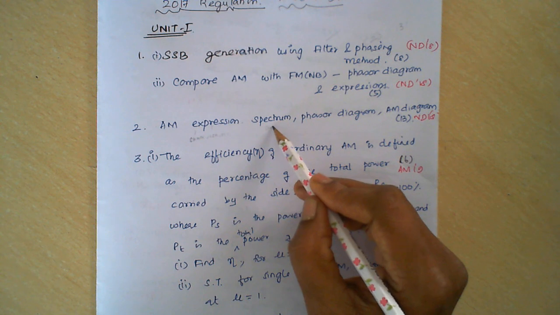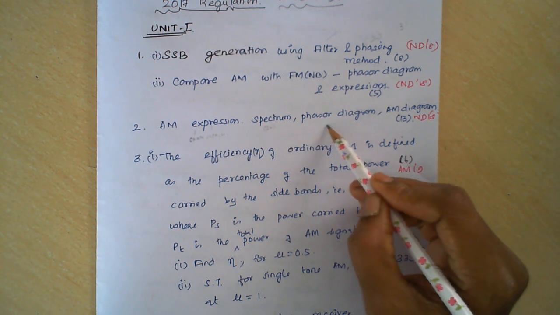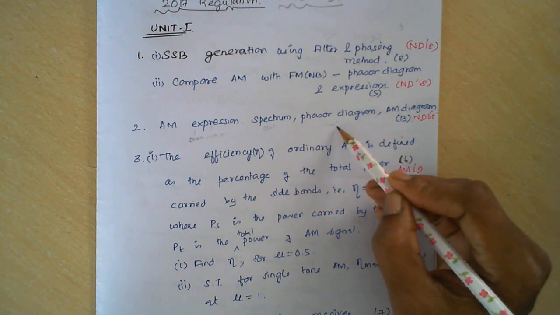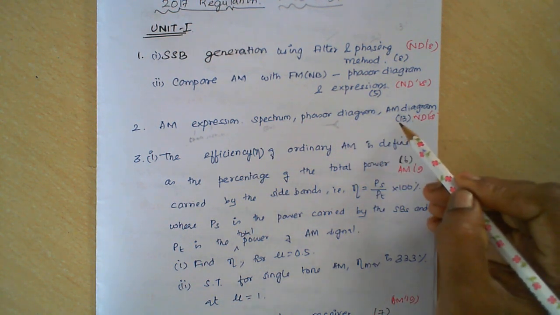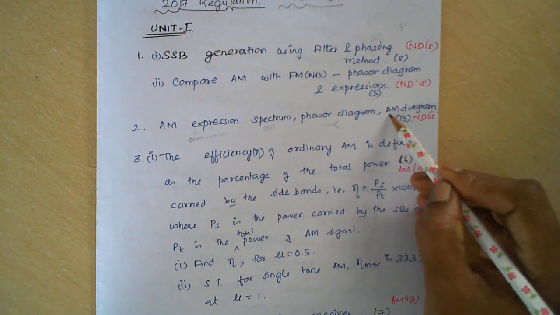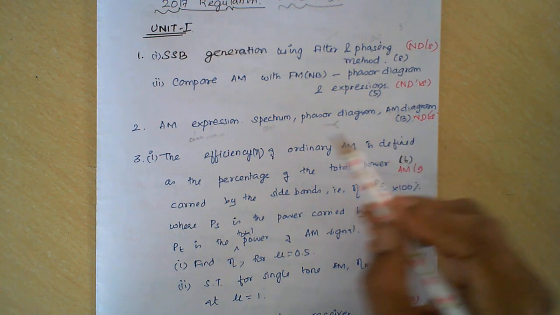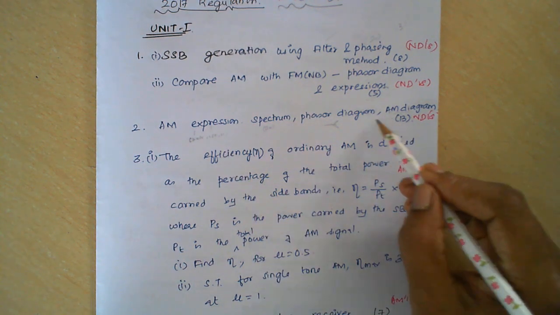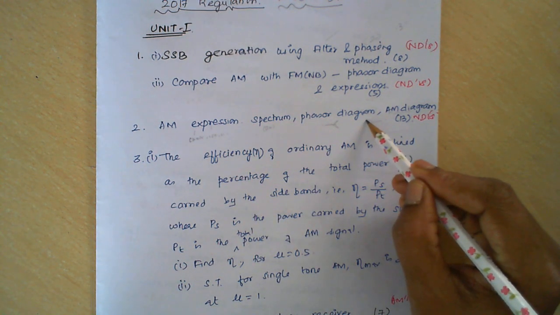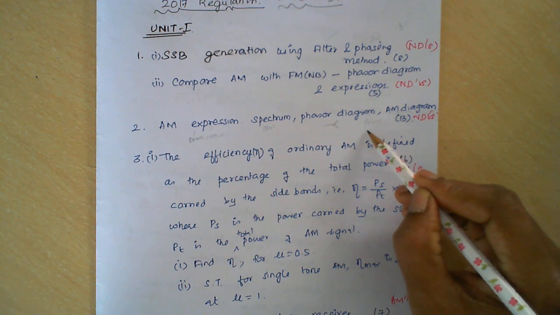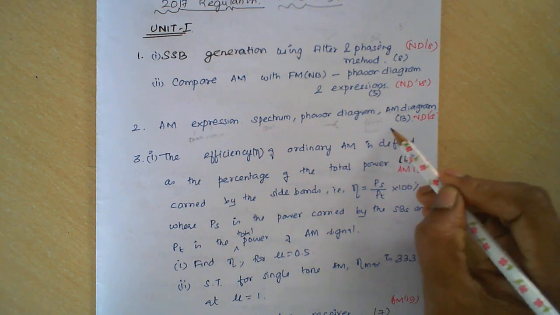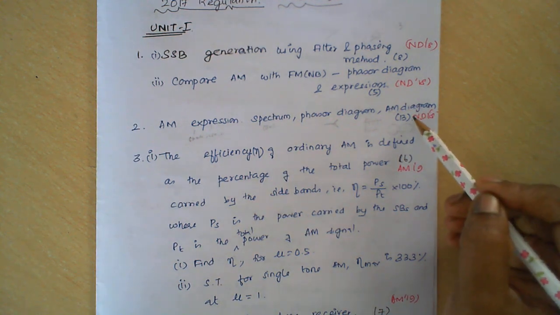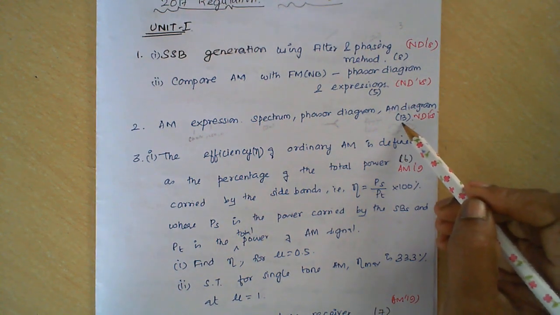Spectrum in the sense of bandwidth, and a phasor diagram which has the carrier, lower sideband and upper sideband representation. Then you should draw the AM representation of the carrier as well as the message signal and the carrier signal. So in this diagram you should draw the message, you should draw the carrier, and you should draw the shape of the AM signal. That is what they have mentioned, and this is asked for 13 marks.